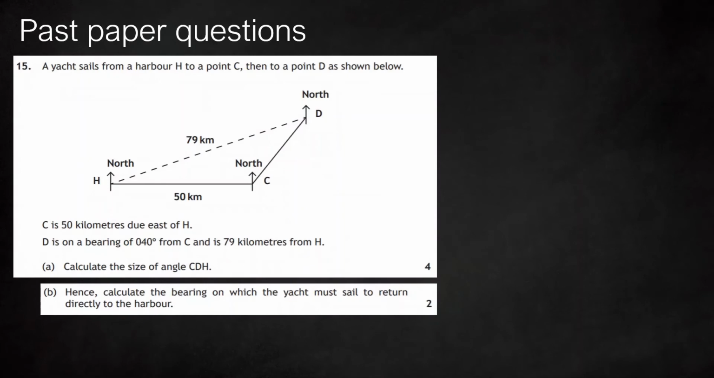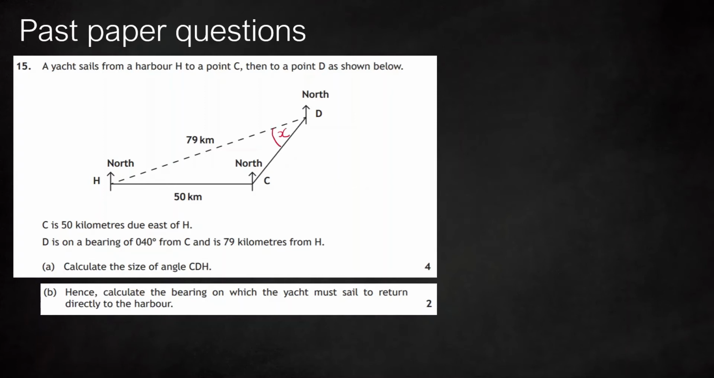Okay, so let's take a second to read the question. It looks like not all the information from the question is on the actual diagram, so we'll add that in a second. But let's just note what the first part is asking us first. It's asking us to calculate the size of the angle CDH, which is just this angle here, the angle at D.